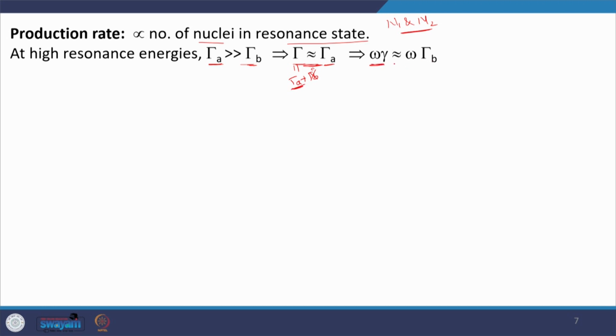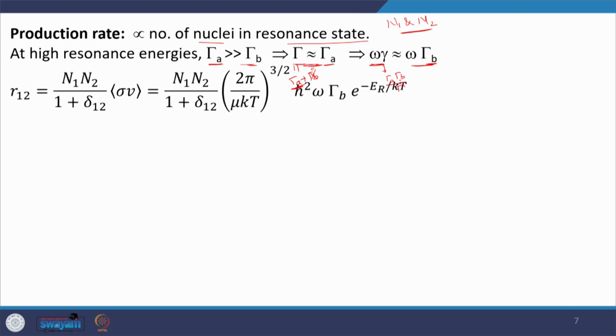Accordingly, for the strength of the resonance, the decay width will dominate, as I have discussed earlier, because this gamma is nothing but gamma A, gamma B by total gamma, alright my dear. In that case, one can write down the production rate as, this is a well known expression for the production rate. Here I am writing the expression for the reaction rate, and there the strength of the resonance is replaced with this gamma B decay width.